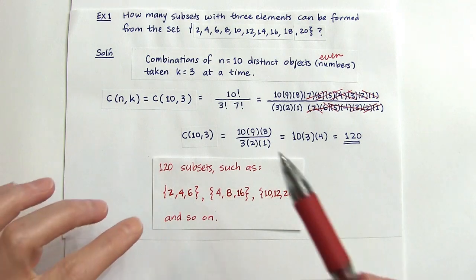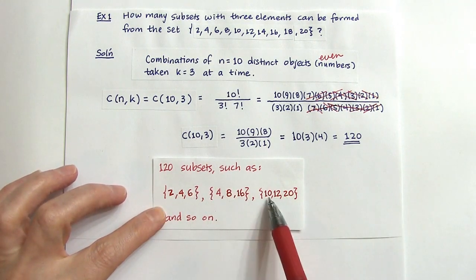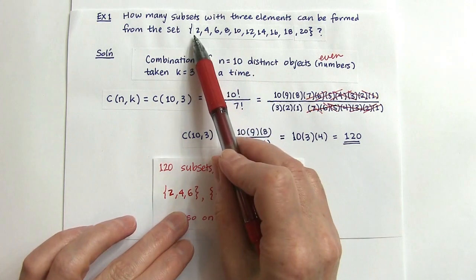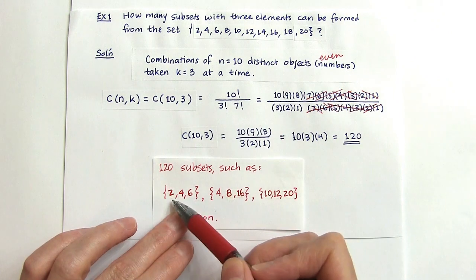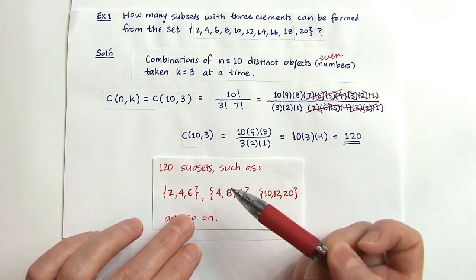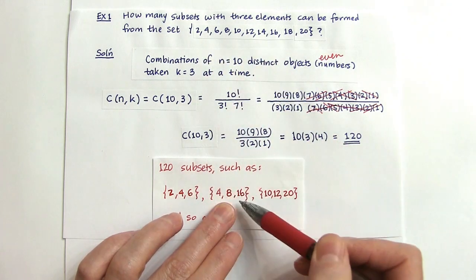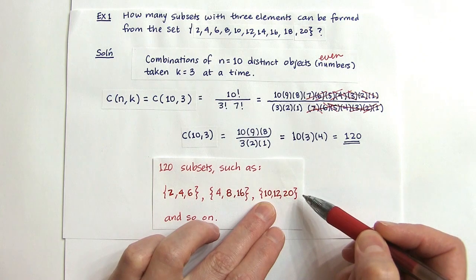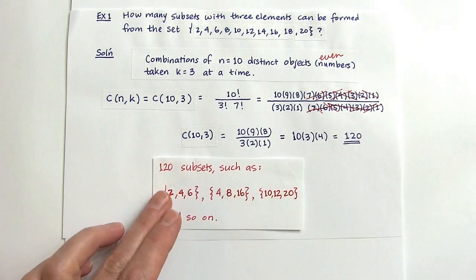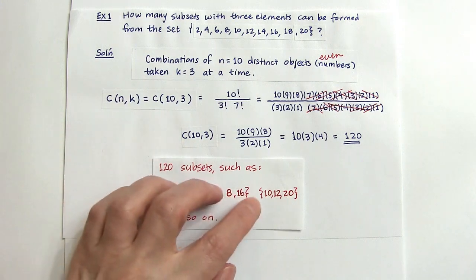That means there are 120 subsets with 3 elements formed from the set of even numbers from 2 to 20. For example, the set 2, 4, 6, the subset 4, 8, 16, and the subset 10, 12, 20. Those are 3 examples of such sets. There are 120 subsets like that.